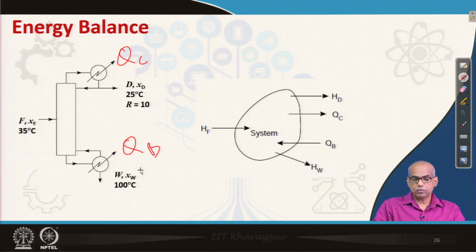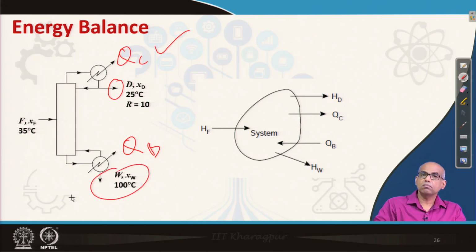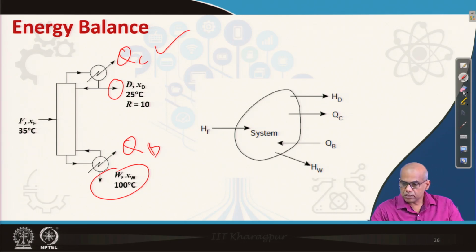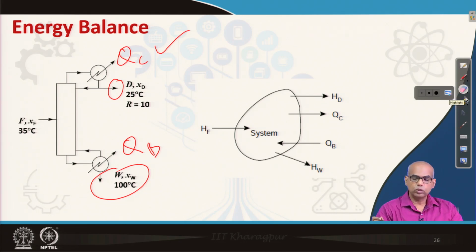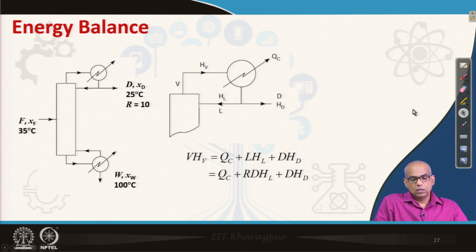But energy leaves with the distillate, it leaves with condenser, it leaves also with the product stream at the bottom. So, these are all the streams with which energy enters and energy leaves. Now, you can take appropriate system boundary and can write down energy balance equation.